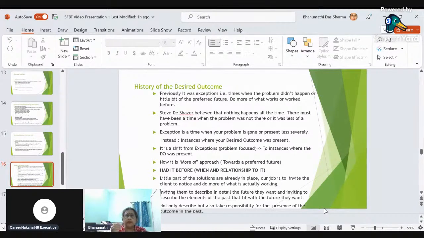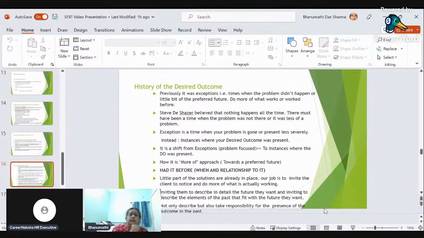And then invite them to describe in detail the future they want, and invite them to describe the elements of the past that fit with the future they want. Because past, present, future, all have to be around the desired outcome. Not only describe, but also take responsibility for the presence of the outcome in the past.